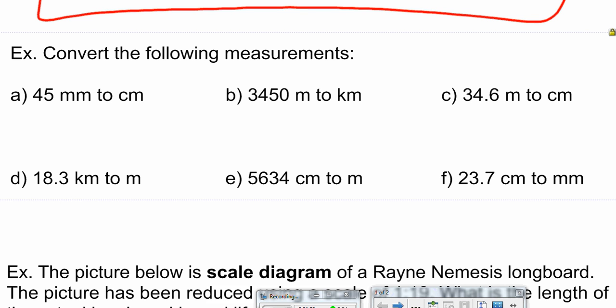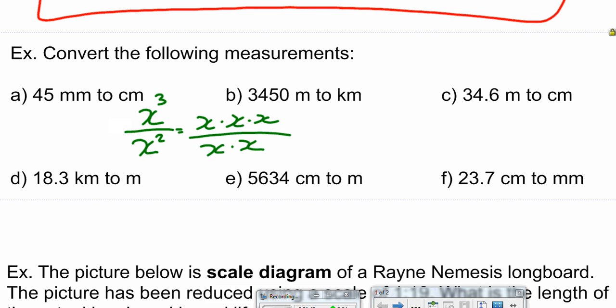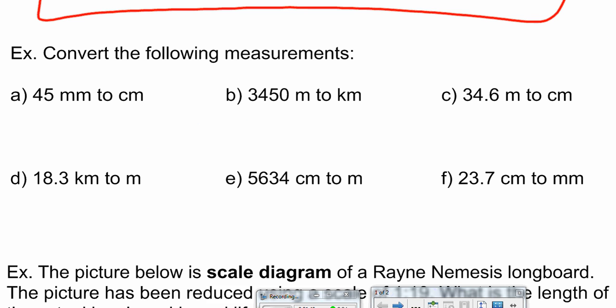Okay, so we need to go from 45 millimeters to centimeters. We want to think about units canceling out. So if you think back to our exponents unit, we said if you had like x cubed over x squared, that's x times x times x over x times x. So we looked for things to cancel out. We're going to do the same, but now we're looking at units instead of a variable.